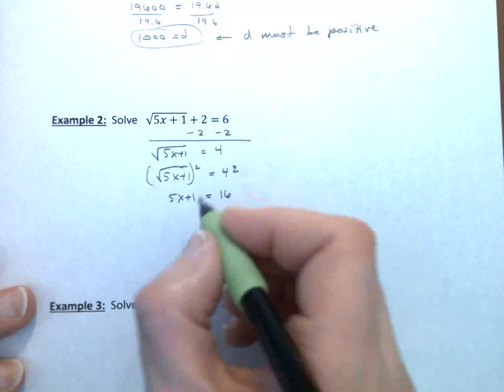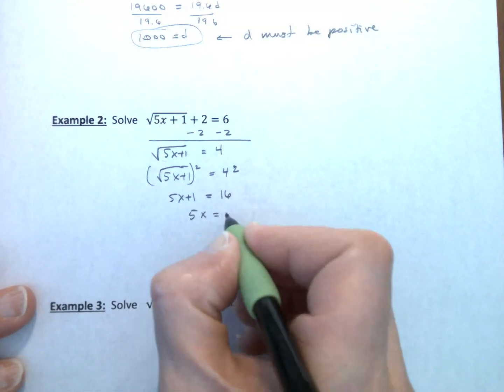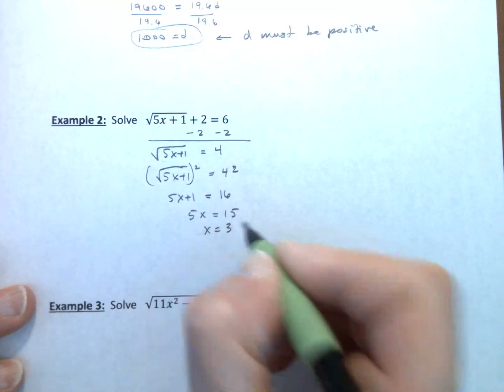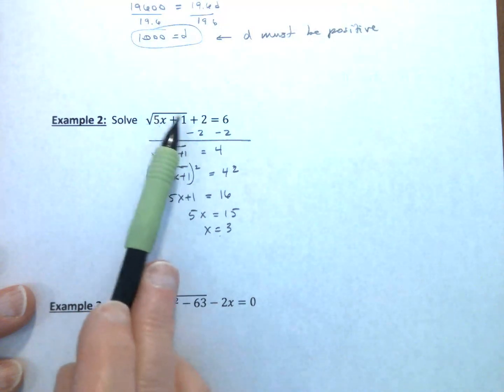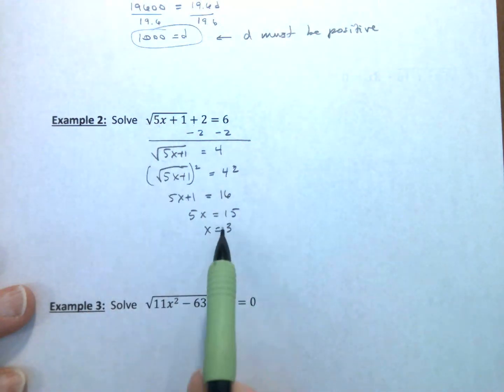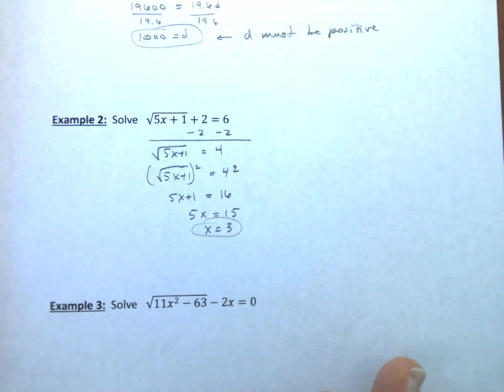Now I'm going to go ahead and just solve for x like I normally would. So 5x is equal to 15, x is equal to 3. And again, we're looking for just the positive, because if x was negative, then we can't take the square root of this. Okay, so x is equal to 3.